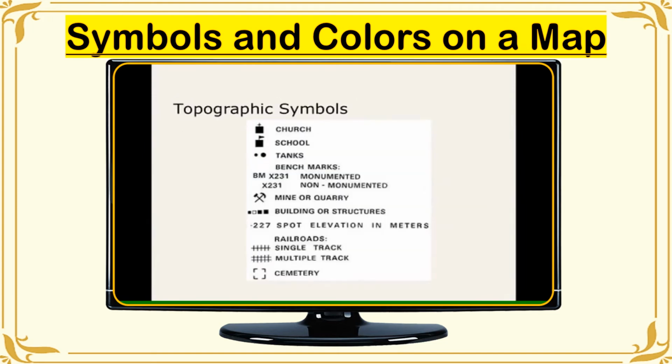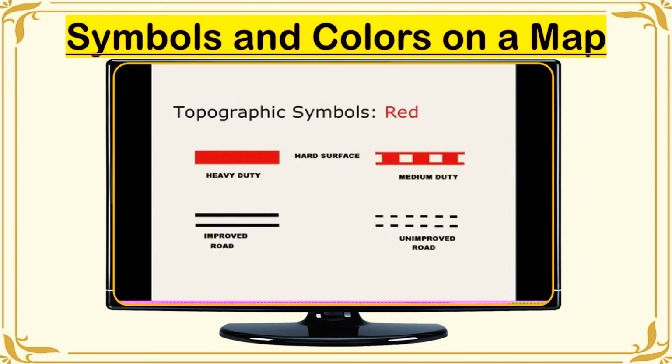Topographical symbols are generally represented in black because they are man-made. Are churches, schools, water tanks, benchmarks, mines, and buildings and structures, and railroads, and roads. Some of the roads you'll see on a map are colored in red. That generally represents more heavy-duty or improved services.